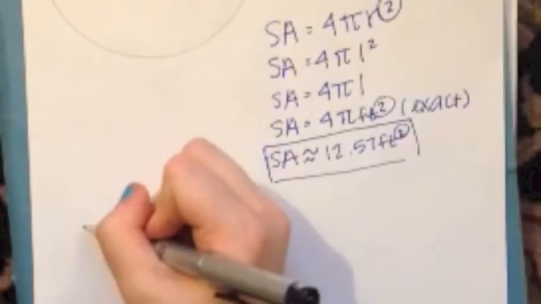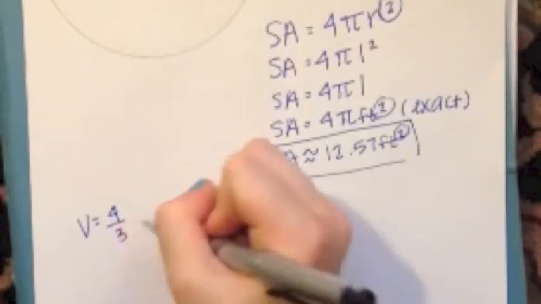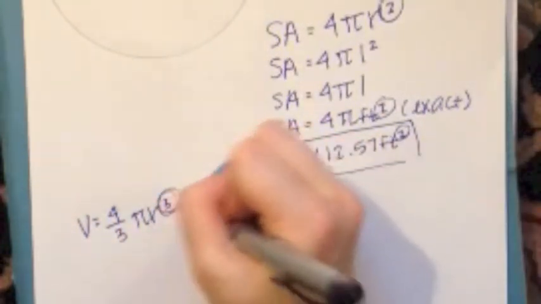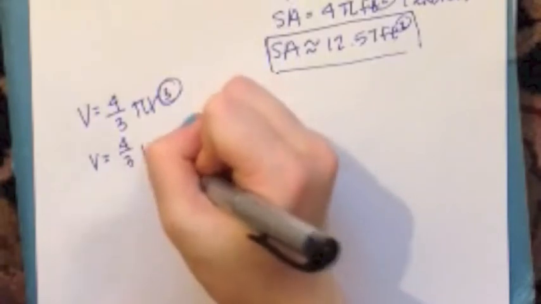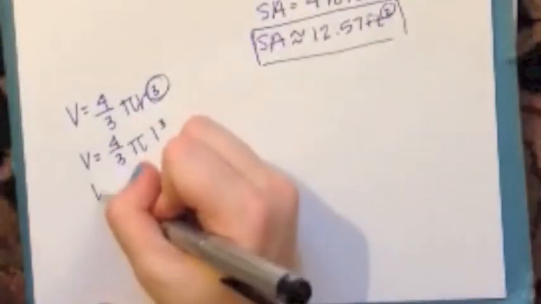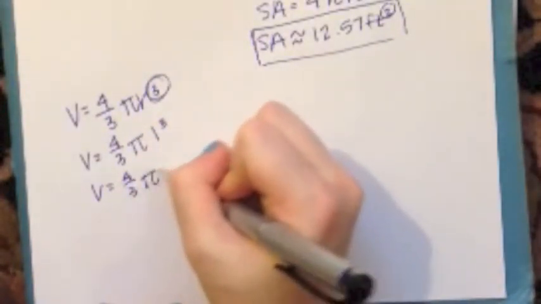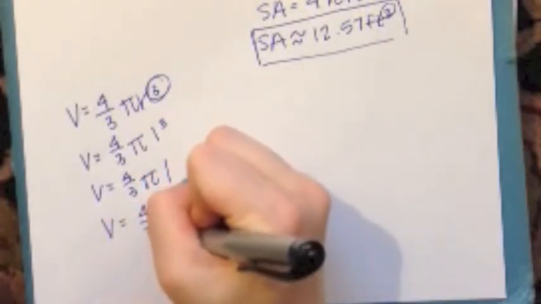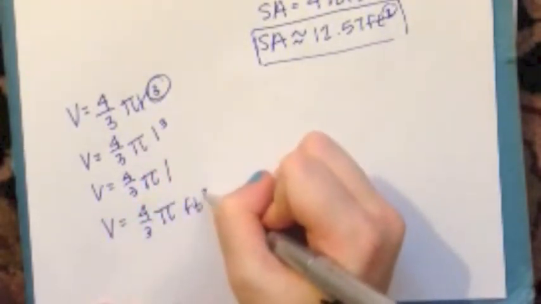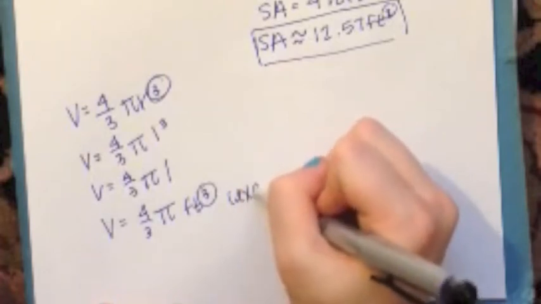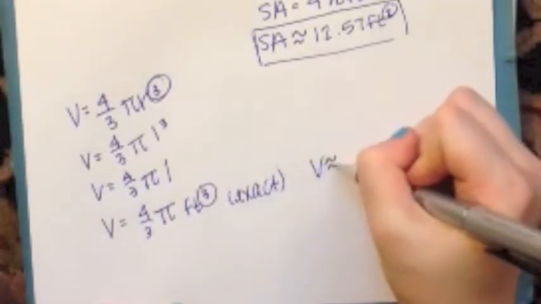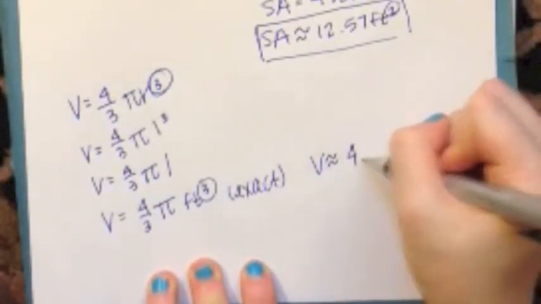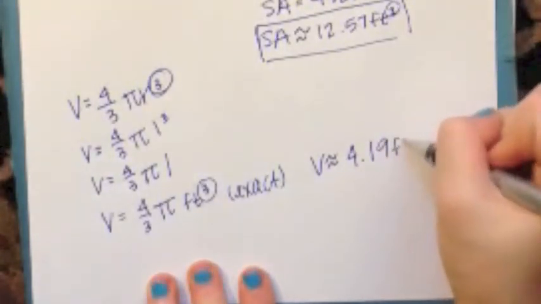Now let's find the volume. The formula to find the volume is 4/3 times pi times the radius cubed. Again, we plug in 1 for r, and 1 cubed is 1, so the volume equals 4/3 times pi times 1. Simplify that and you get 4/3 pi feet cubed, which is the exact answer. The rounded answer is about 4.19 feet cubed. Now let's look at another clip.